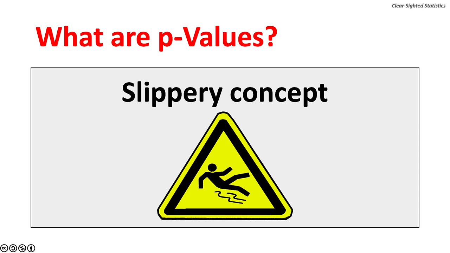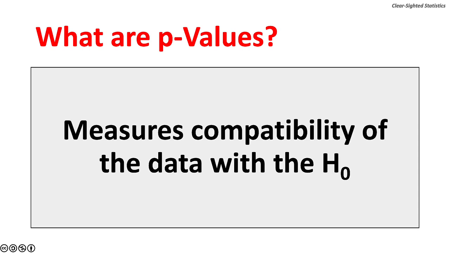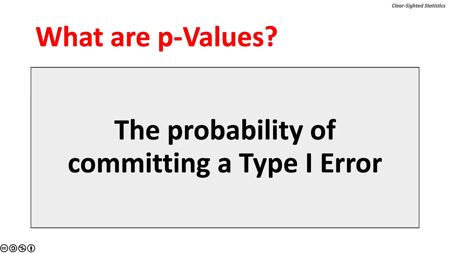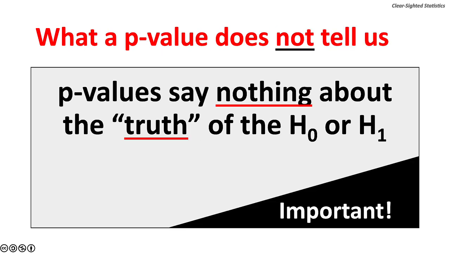P-values are a slippery concept that is frequently misunderstood. P-values measure the compatibility of the data with the null hypothesis. The p-value measures the probability of getting a test statistic that is as extreme or more extreme than the one just calculated. A p-value is the probability of committing a type 1 error. What the p-value does not tell us, and this is very important: P-values say nothing about the truth of the null or alternate hypotheses.